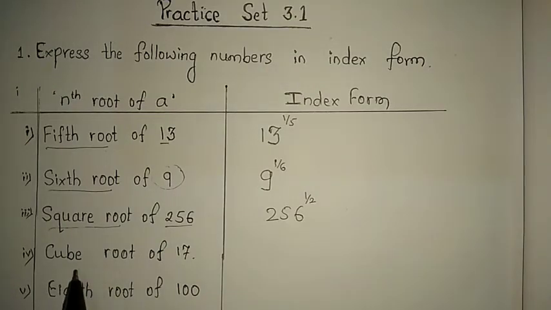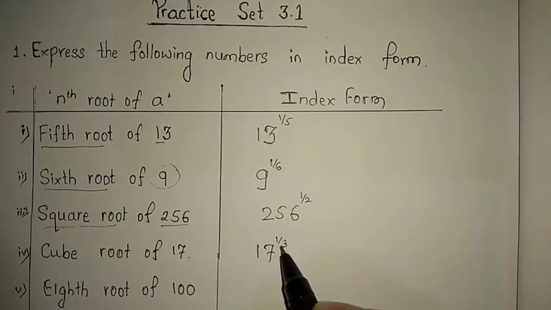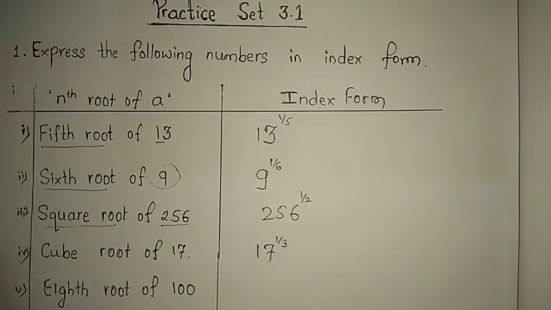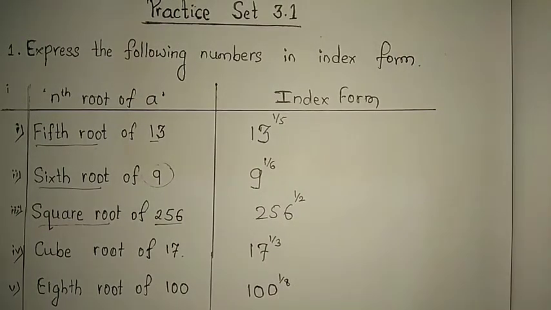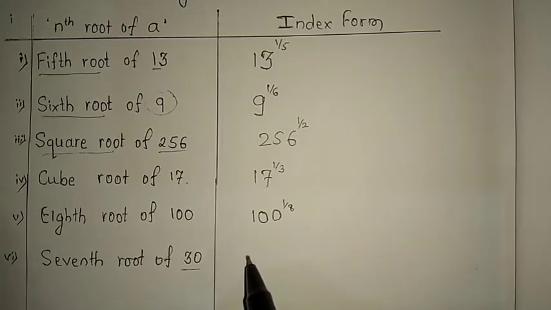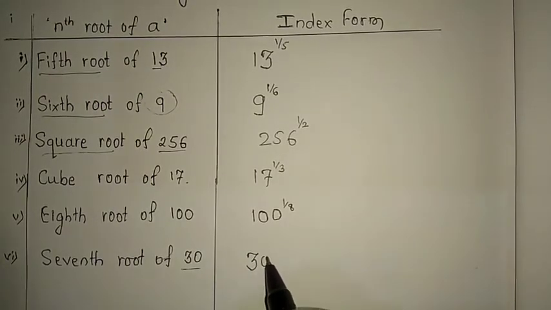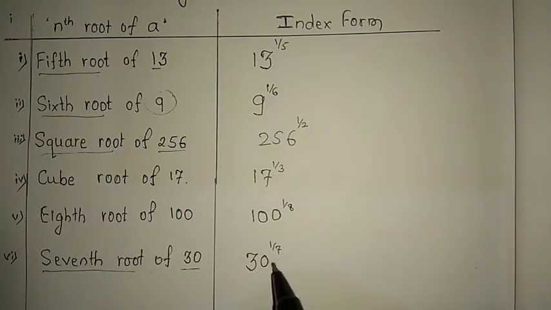Cube root of 17. So first write base 17, and cube root means 1 divided by 3. Next one is 8th root of 100, means you have to write 100 as the base, and 8th root means 1 divided by 8. And the last one, 7th root of 30. So 30 is the base. First write 30 here, and which root? It is the 7th root. 7th root means 1 divided by 7. So 30 raised to 1 divided by 7.